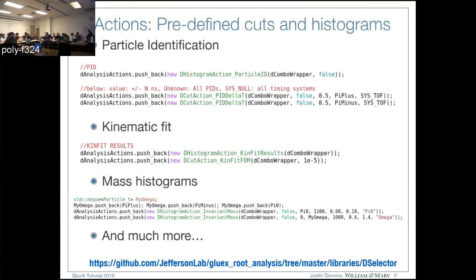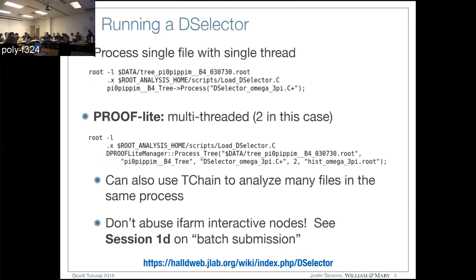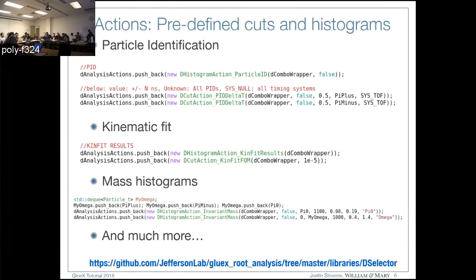All right, so I mentioned that there's a lot of built-in functions in this DSelector. So I took this example DSelector omega 3 pi and pulled out several of the functions that are included in there. At the end, I'll have a link to the exercises, which has this example code that you can look at, and that's where these all come from. But say you wanted to look at all the particle ID histograms, so time of flight, delta t, dE/dx for all of your particles in your reaction. You would simply add this line to your DSelector, and it's there by default, and it'll fill all those histograms for you when you process that data.